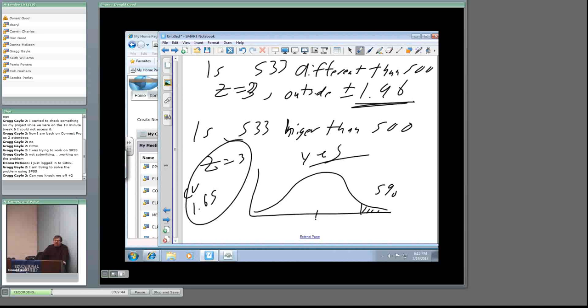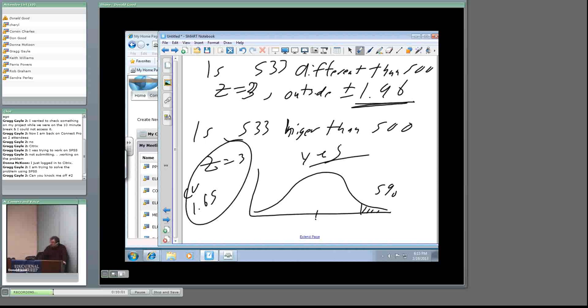So with a one-tail test, I'm going to compare the Z-score with 1.65 at the 0.05 level of significance, because that 5% is no longer spread out on the left and the right. It's just all pushed together on one end or the other.